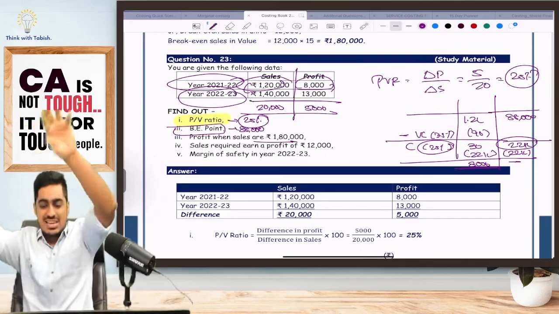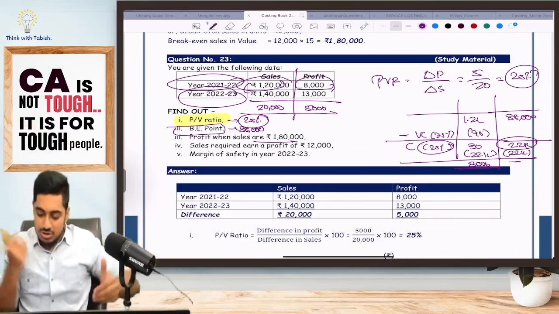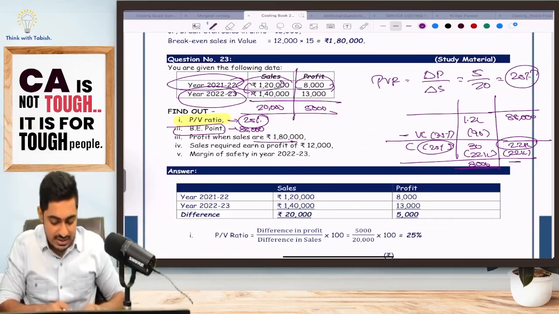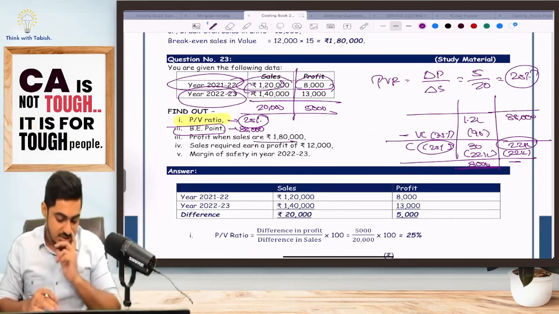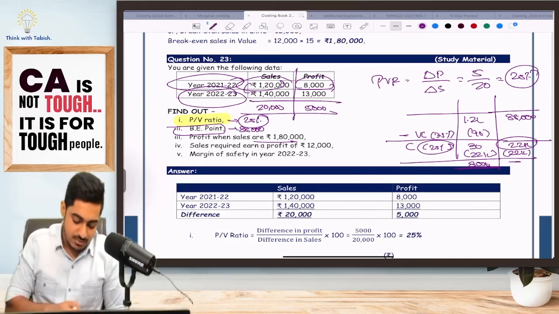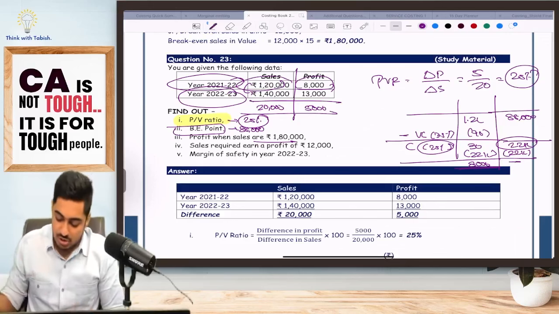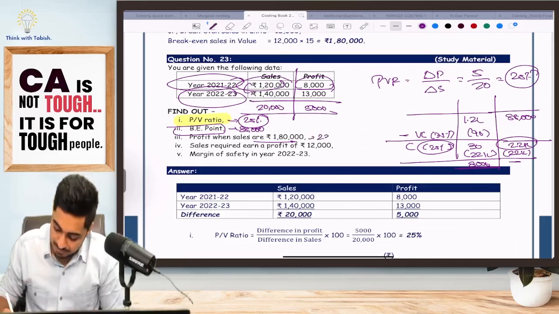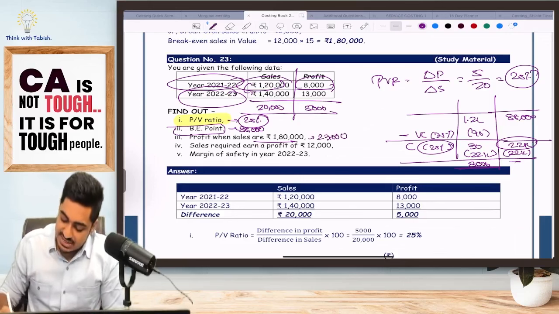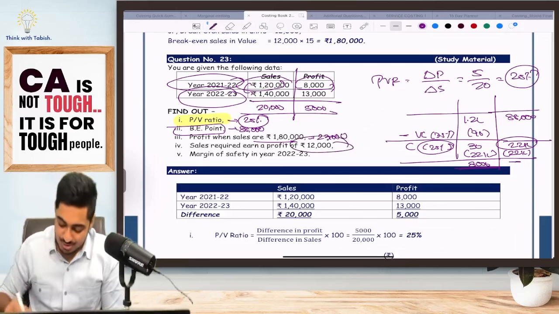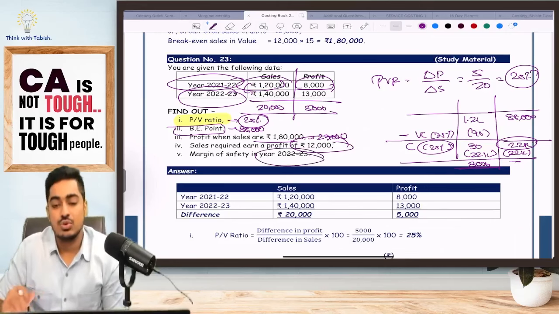You do 1,80,000 sale. 75% will be variable cost, 25% will be contribution, 1,80,000 into 25%. Yes, 45,000 is contribution. From that you pay 22,000 fixed cost, 23,000 is profit. Yes or no? Sales to earn a profit of 12,000, that also you do. Margin of safety, that also you do. You finish off the story.